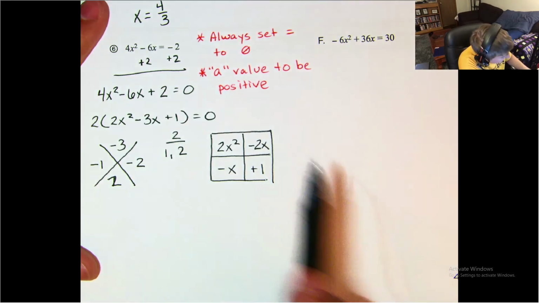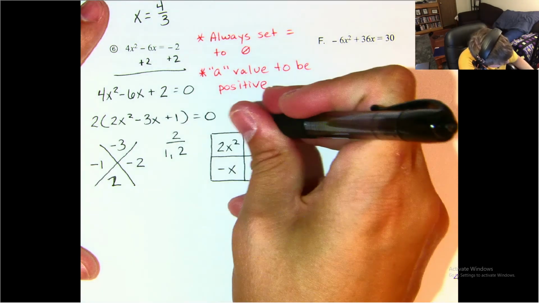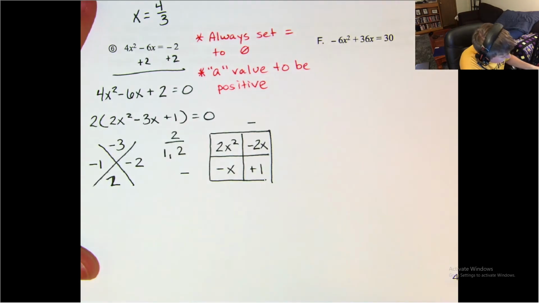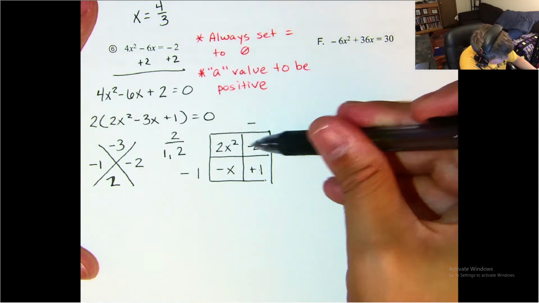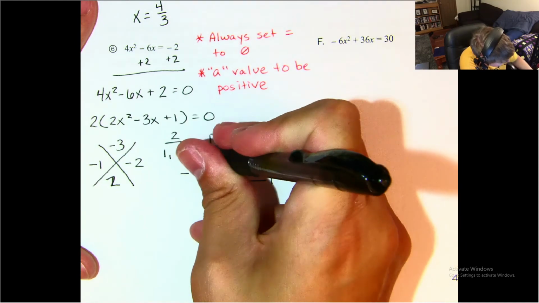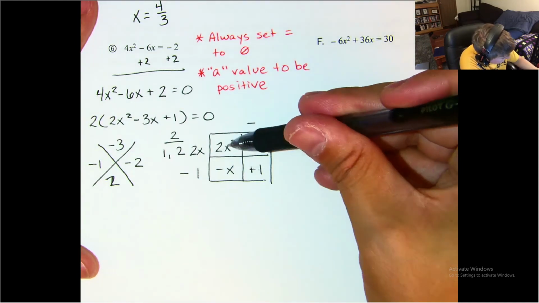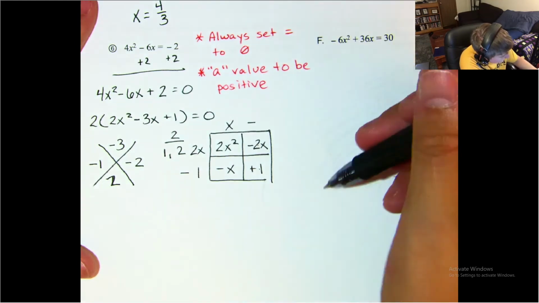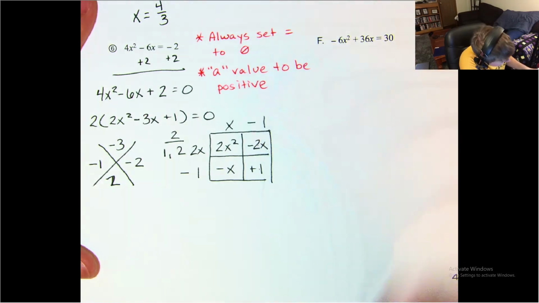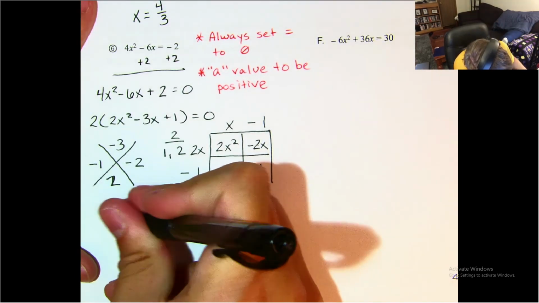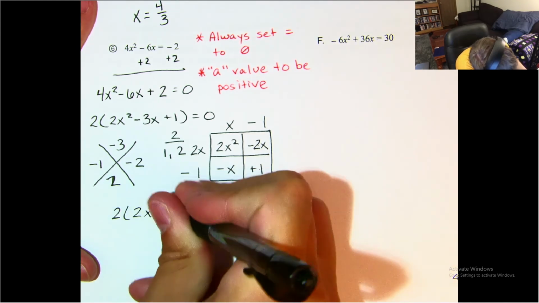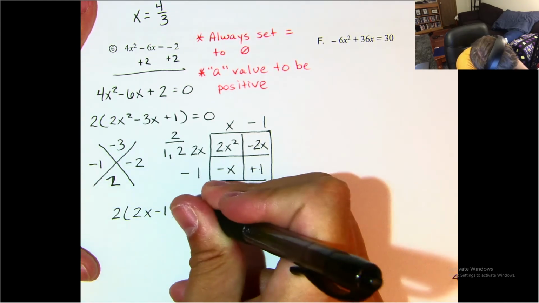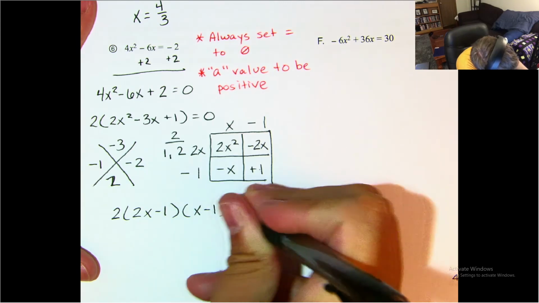Okay, I have corner negatives, so I'm going to pull out negatives in the corner. Greatest common factor here is 1. Greatest common factor here is 2x. Greatest common factor here is just x. Greatest common factor here is 1. So now I have 2 times 2x minus 1 times x minus 1 is equal to 0.